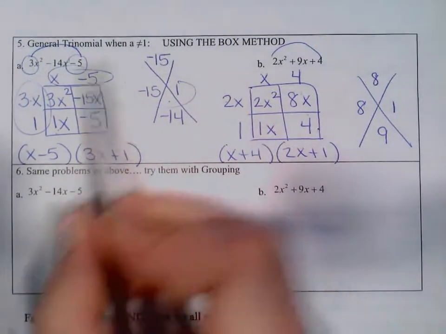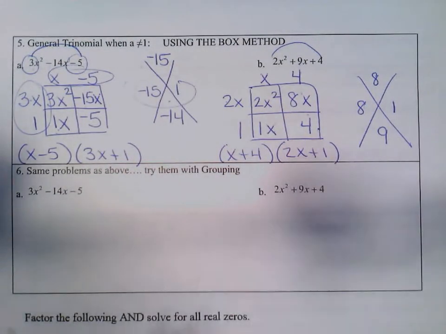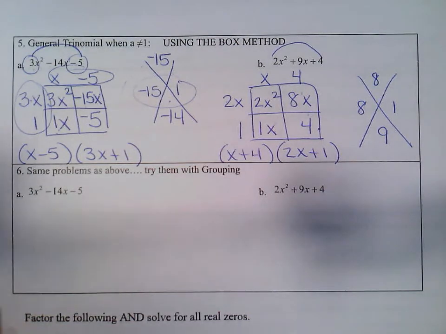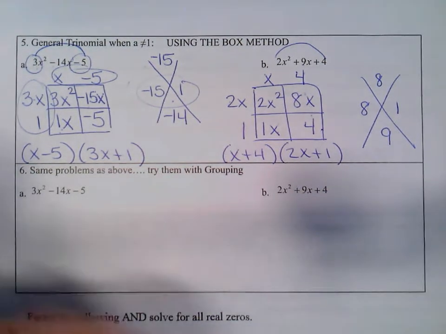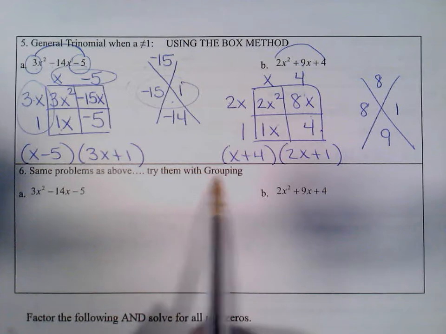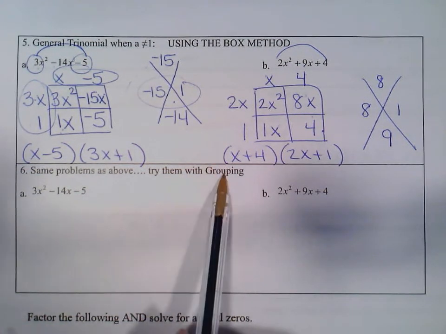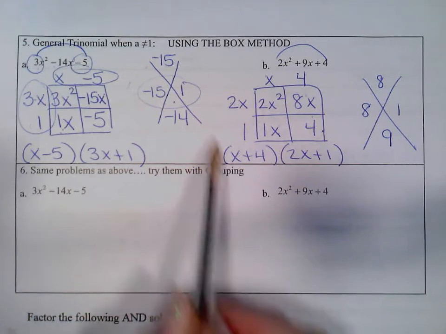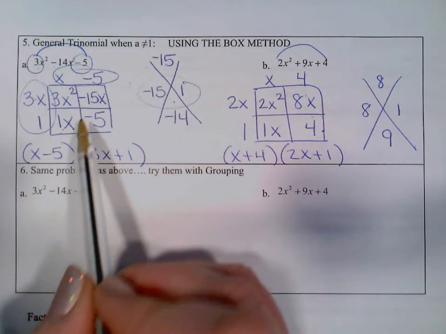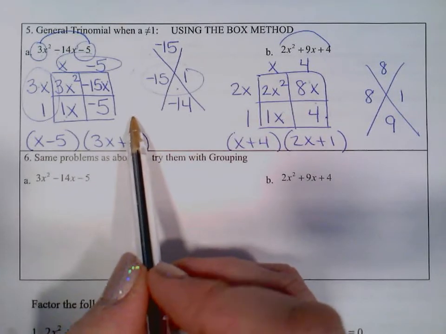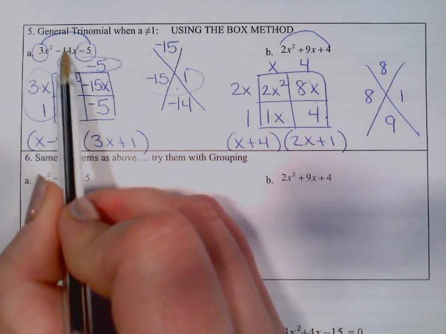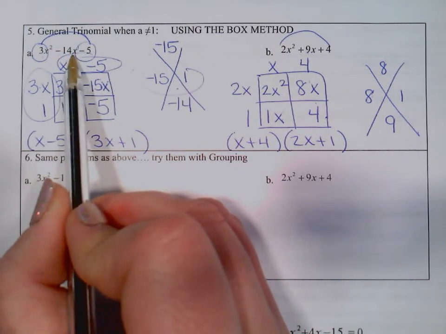So if you just use the box method, like for example on number 1 down below, that is fine. I just want to show you what the grouping method looks like in case any of you came from a different system that learned grouping, like a different school, a different class. Go back up here to this first step. You do this first step the same way. You want to figure out how to split up negative 14x strategically.